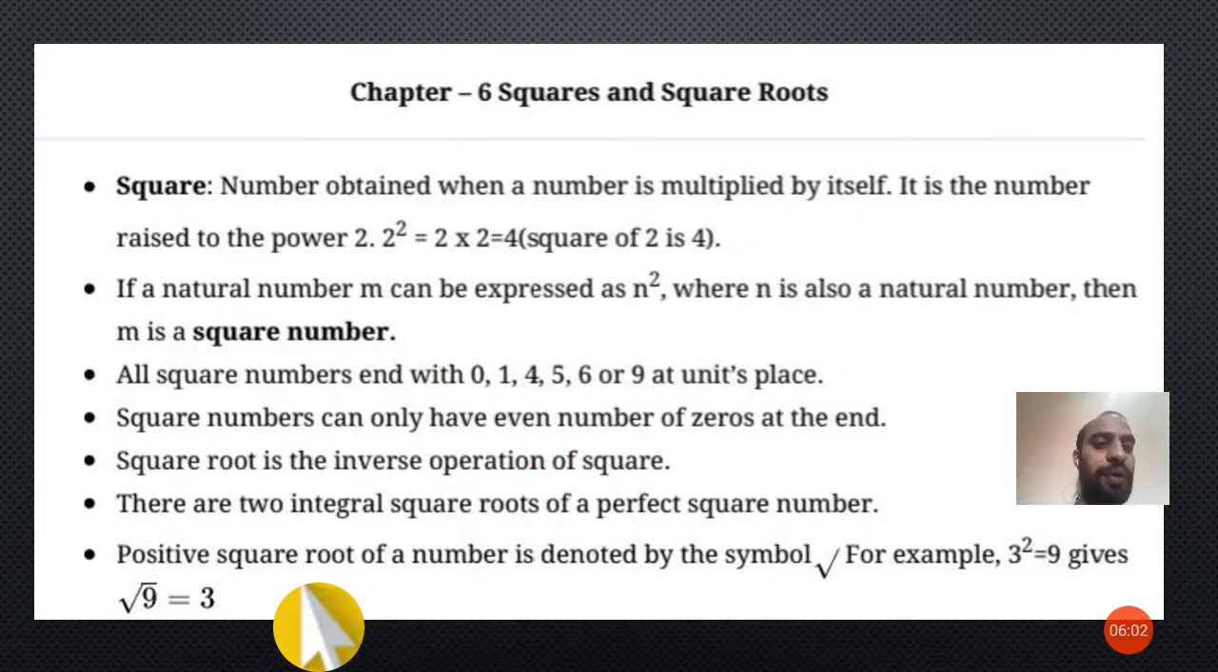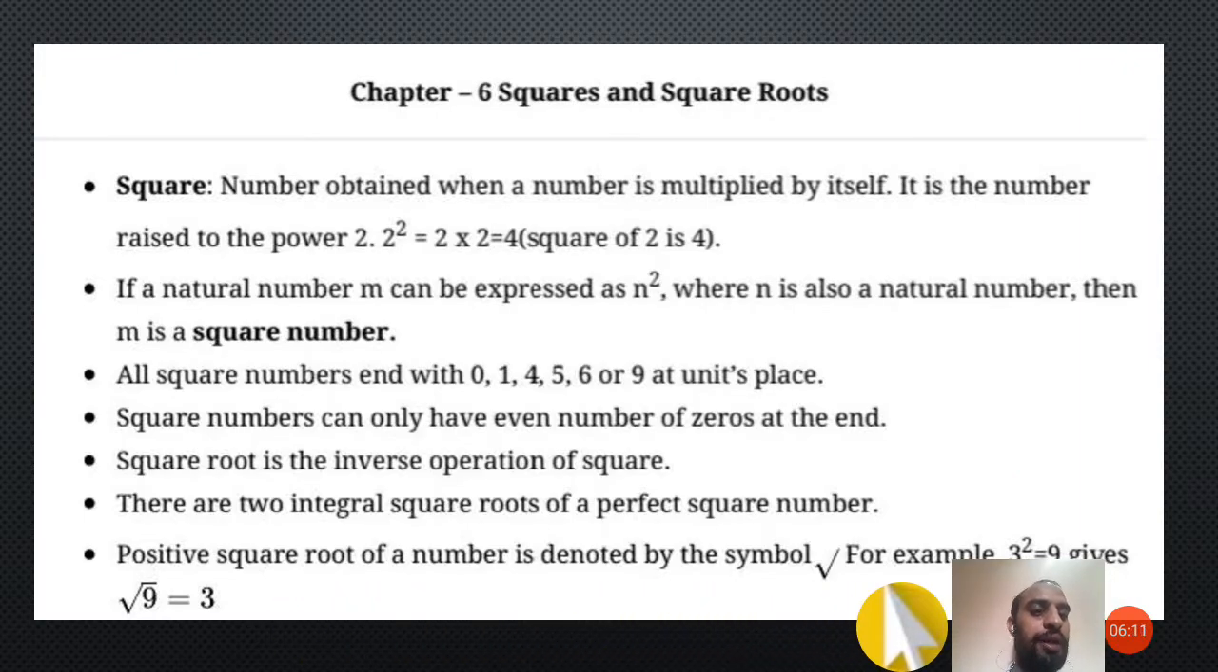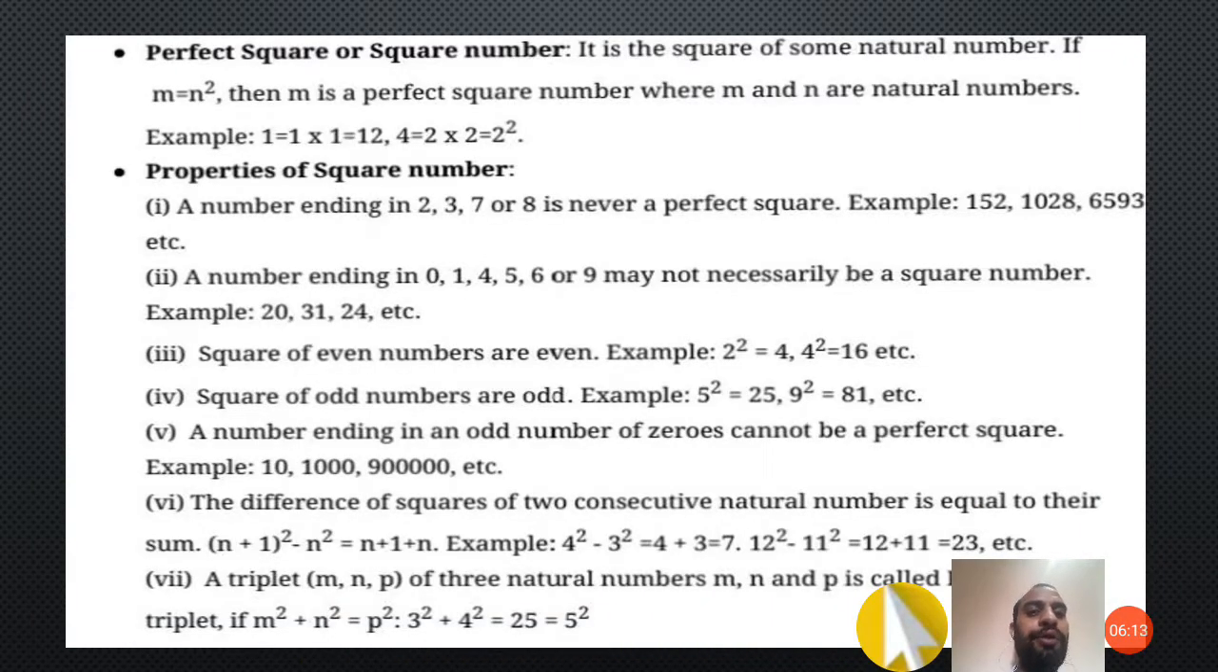So this is the first part, the introductory part. What do you mean by square? Which kind of numbers are related to squares? Next we have perfect squares, or square numbers. What are perfect squares? It is the square of some natural number: if m is equal to n square, as I told you in the example 4 is equal to 2 square, then m is called a perfect square number, where m and n are natural numbers.